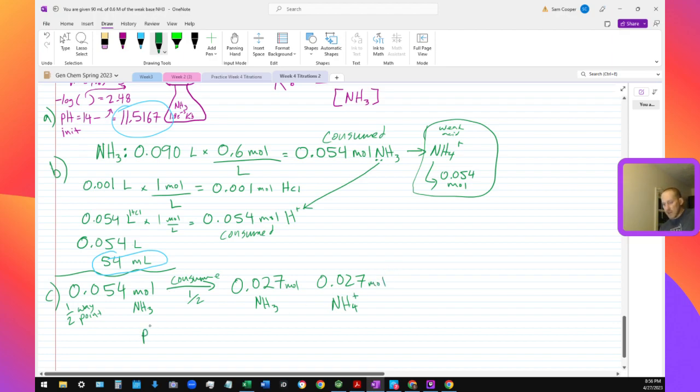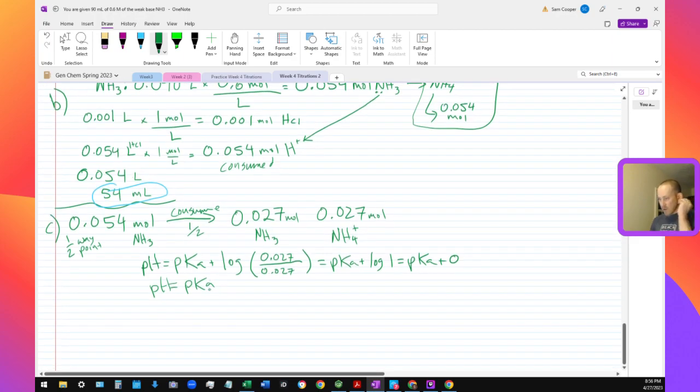And our Henderson-Hasselbalch goes a little something like base over acid, which in this case wouldn't even matter, because as you can see, that equals the pKa plus the log of 1, which equals the pKa plus 0, which equals the pKa. The pH equals the pKa at the halfway point. That's how this always works.